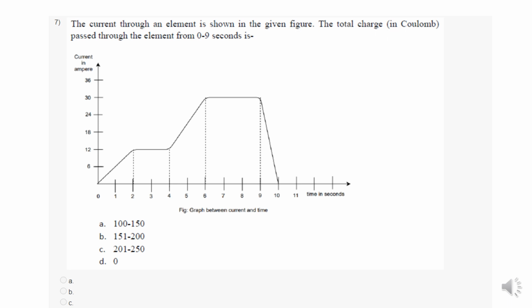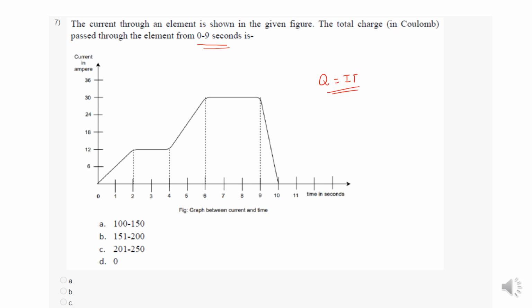Next problem: the current through an element is shown in the figure. The total charge passed through the element from 0 to 9 seconds. They have asked 0 to 9 seconds, though up to 10 seconds is given. So first, total charge Q is equal to I into T. That is the formula.